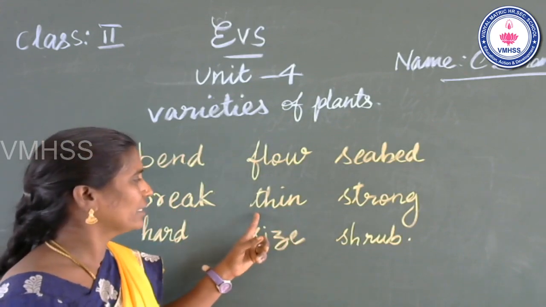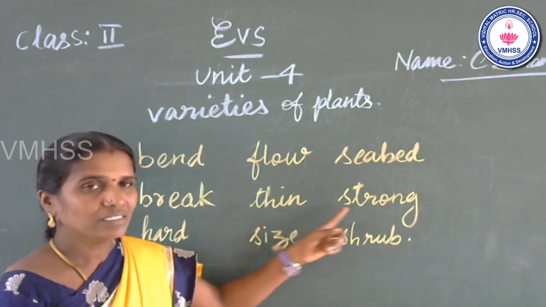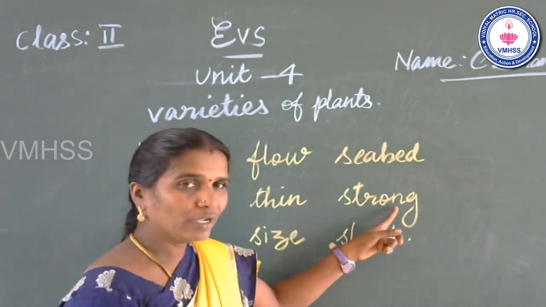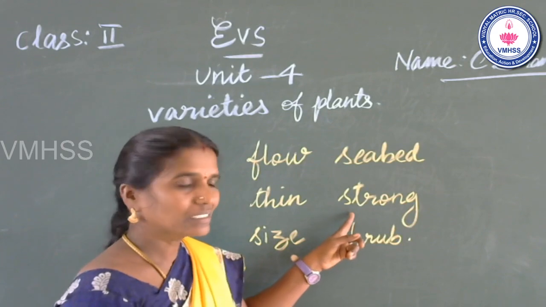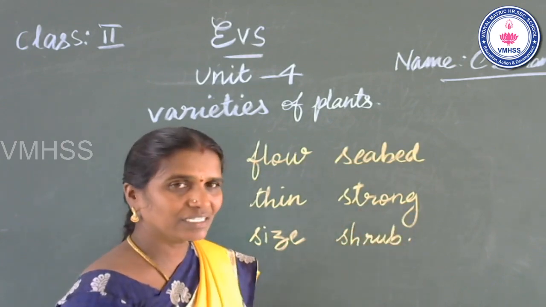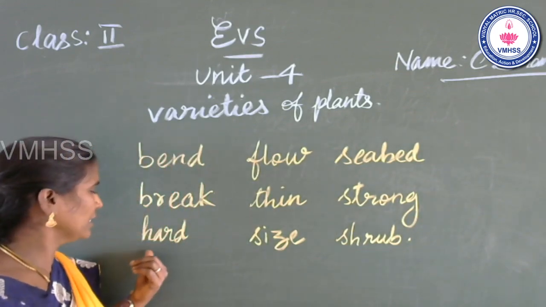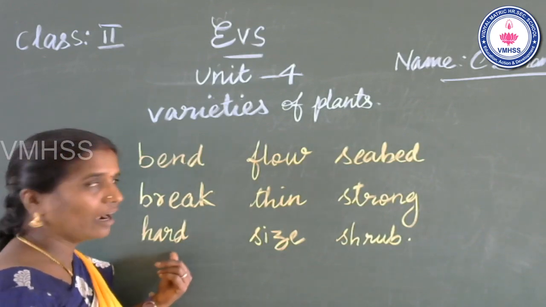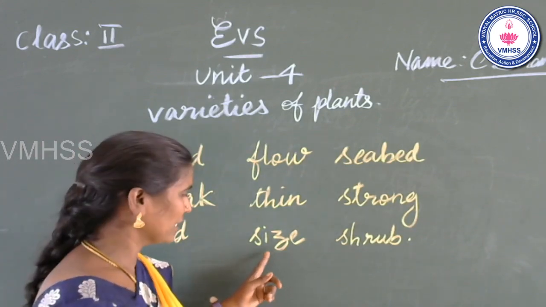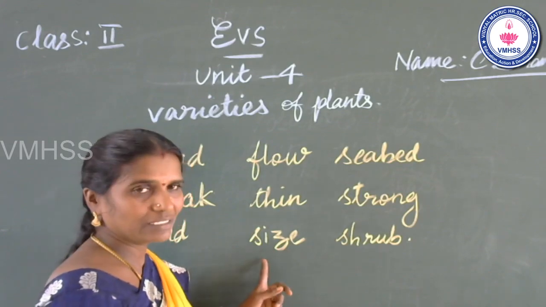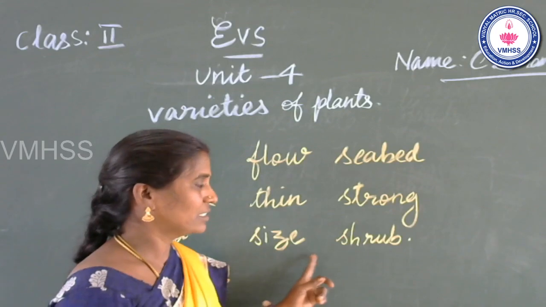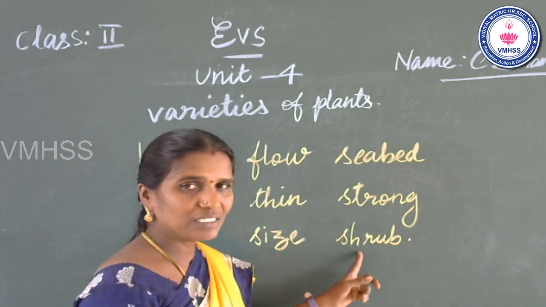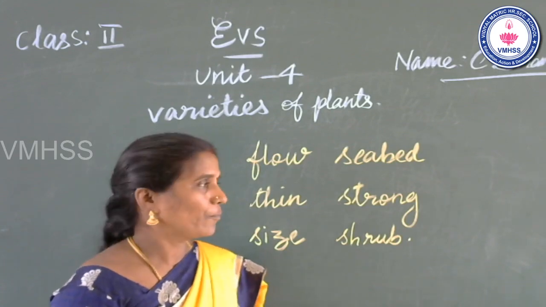T-H-I-N. Thin. Strong. S-T-R-O-N-G. Strong. Hard. H-A-R-D. Hard. Next one. Size. S-I-Z-E. Size. Shrub. S-H-R-U-B. Shrub.